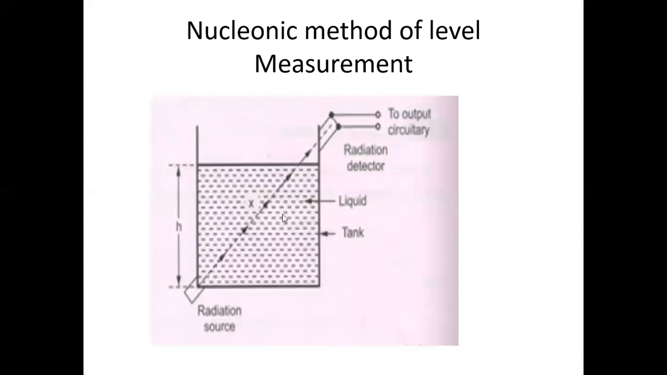This is your connection diagram. The radiation source strikes rays in that direction, to the output circuitry. This will be the radiation detector, liquid, and tank, and according to that we can find the height.